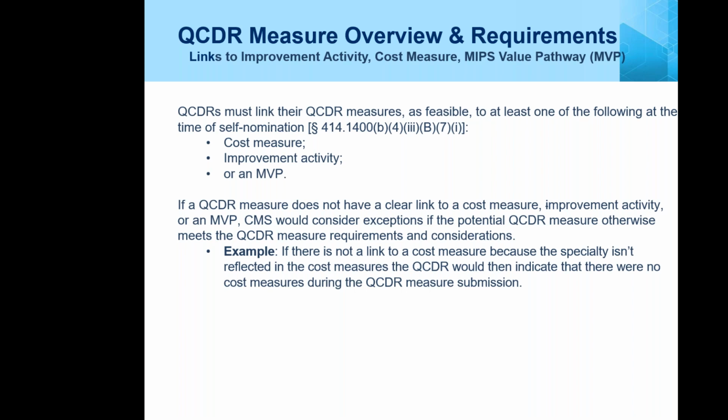QCDRs must also be able to link their measures to at least one of the following at the time of self-nomination. So any of these: link it to a cost measure, or link it to an improvement activity, or link it to an MVP. If there is not a clear link to one of these three items, then CMS would consider an exception if you're able to show that, for example, there's not a link to a cost measure because the specialty isn't reflected in the cost measures. And then we would review that information and take it into consideration. Next slide, please.